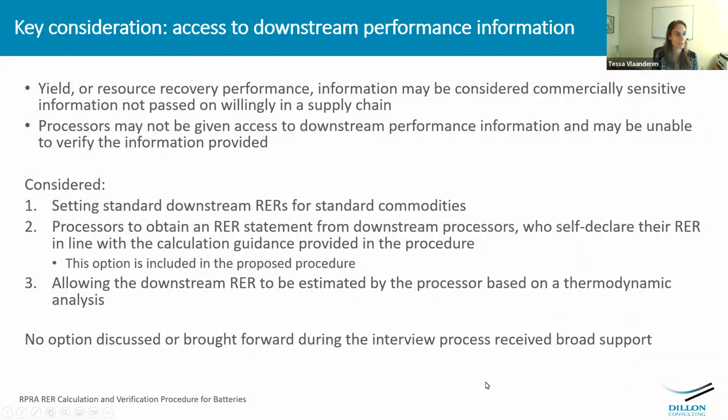The first option was to set a standard downstream RER for standardized commodity categories. The second option considered was for processors to obtain RER statements from downstream processors, who then can self-declare their RER in line with the procedure. And the third option considered was to allow the downstream RER to be estimated by processors based on thermodynamic analysis.